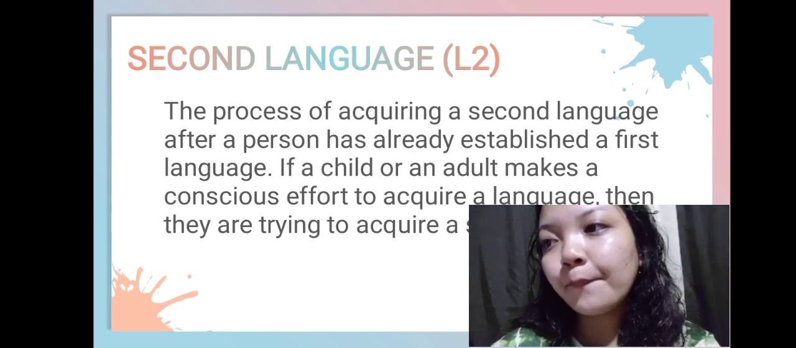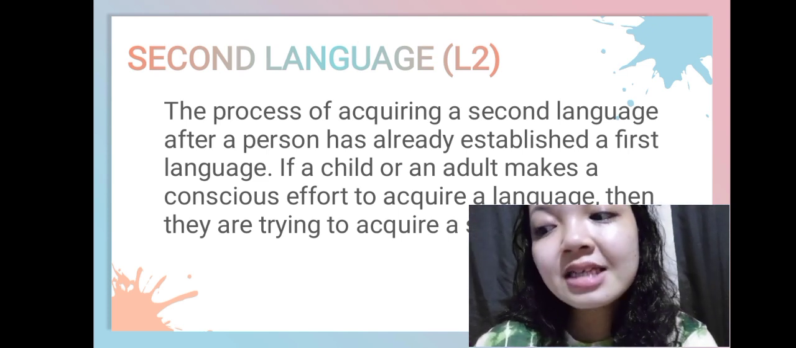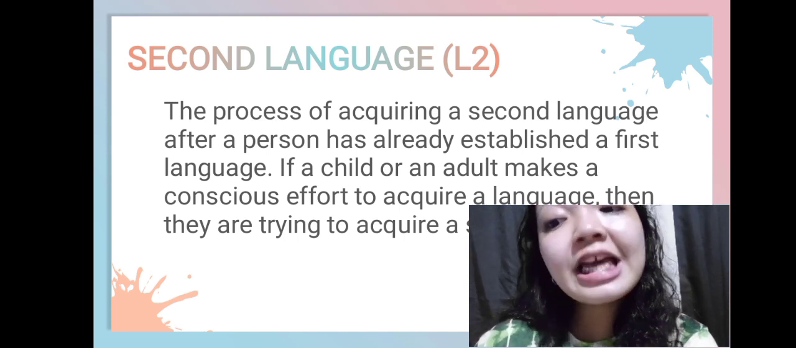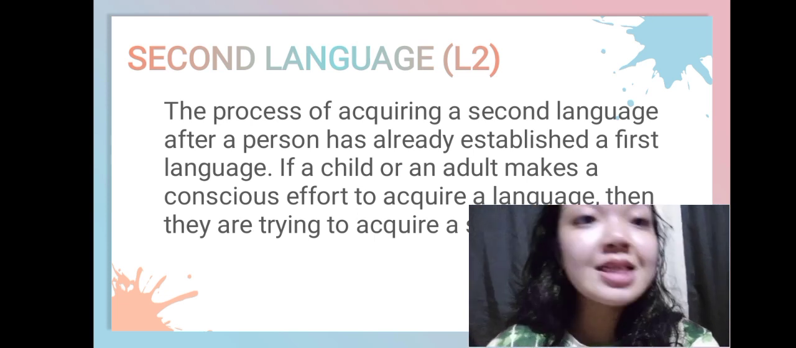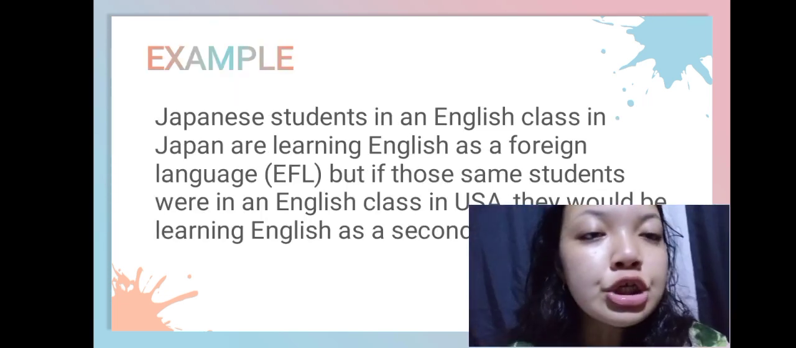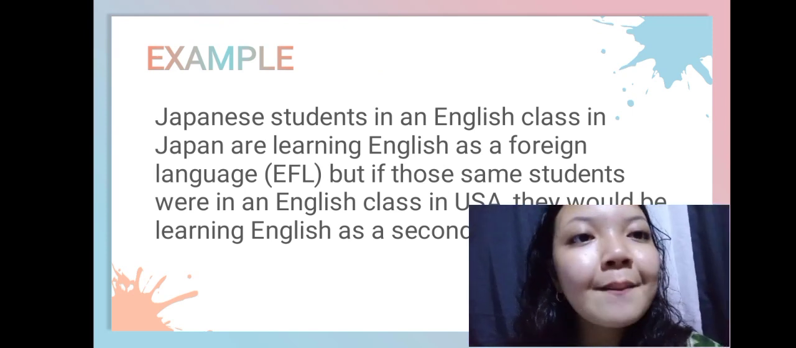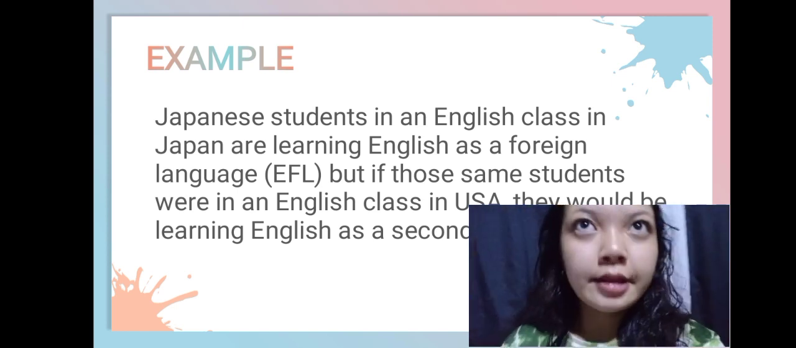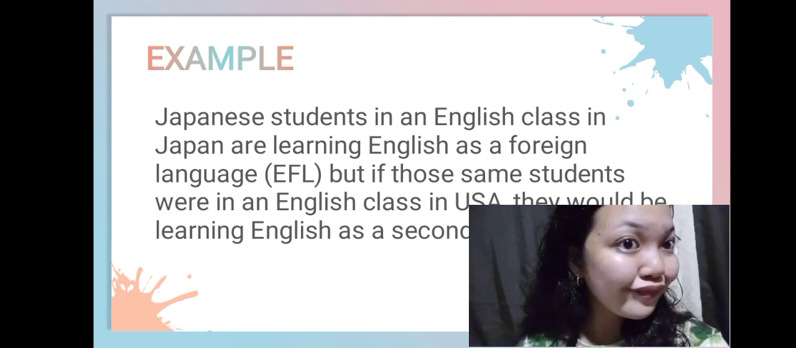For example, Japanese students in an English class in Japan are learning English as a foreign language. But if those same students were in an English class in the US, they would be learning English as a second language. So if those Japanese students are in the USA and learning English, they are learning English as their second language.